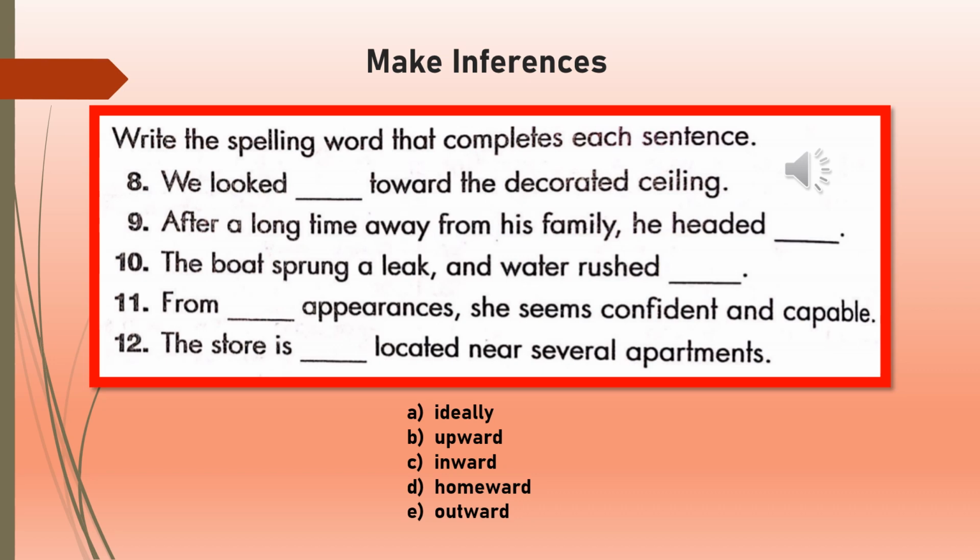You have the words ideally, outward, inward, homeward, and outward. So the answer for number 8 is going to be the letter B. Okay? Go and write B on the line. On the line, you are going to write the letter B.